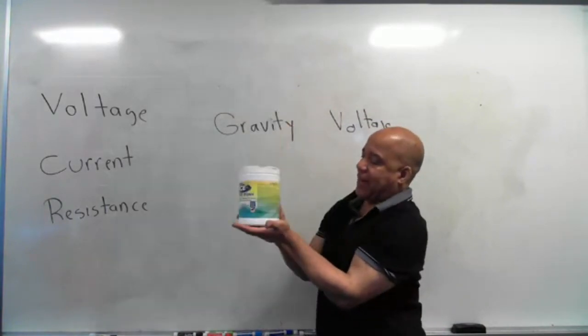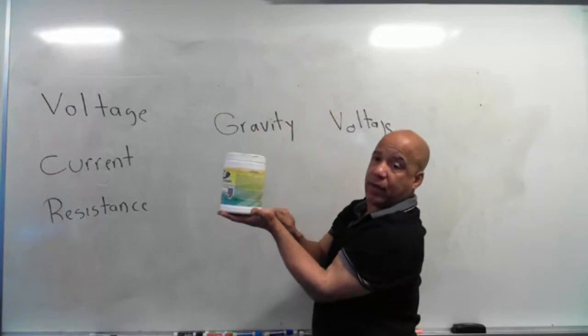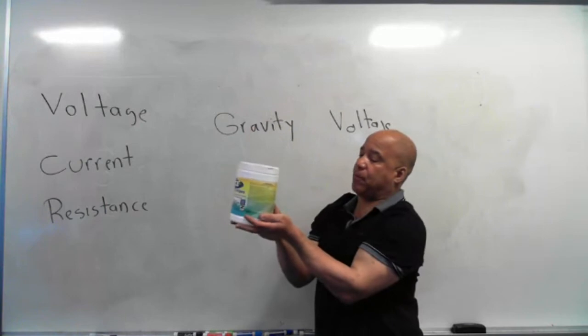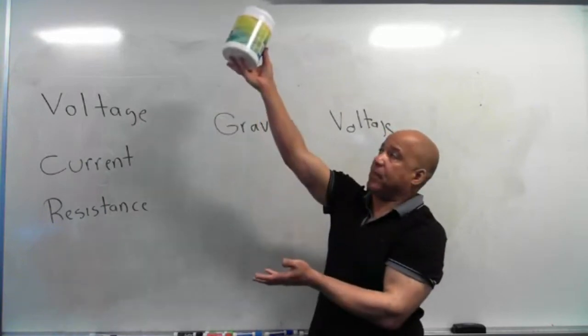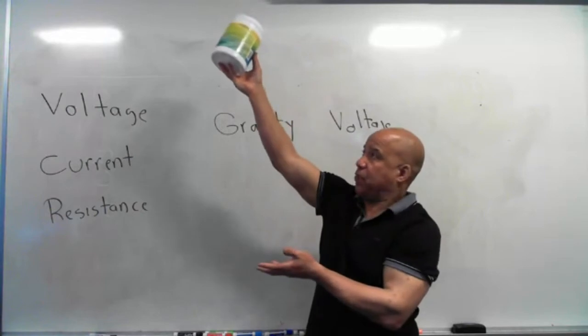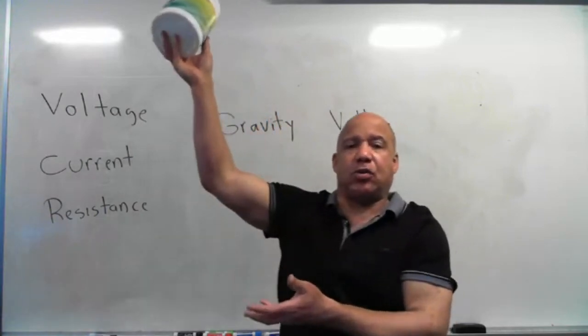Now, if I put this back at the starting point, there's no gravitational potential between this point and this point. There's only gravitational potential between this point and another point when I move this up. There's a potential between this point and this point, the potential to do work. Now, what do I mean by the potential to do work?